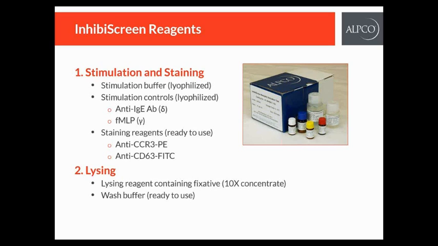There are also staining reagents which are ready to use, which include the CCR3, which is PE conjugated, and CD63, which is FITC conjugated. For the second half of the protocol, lysing is required, and the components are the lysing reagent, which contains a fixative. This is provided as a 10x concentrate, which needs to be diluted to 1x prior to use, as well as a ready-to-use wash buffer.